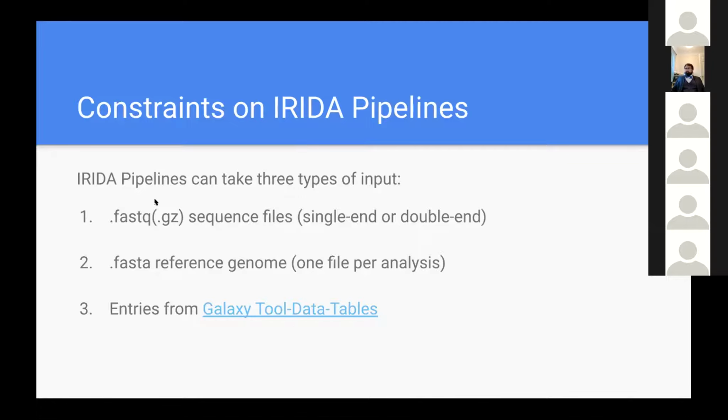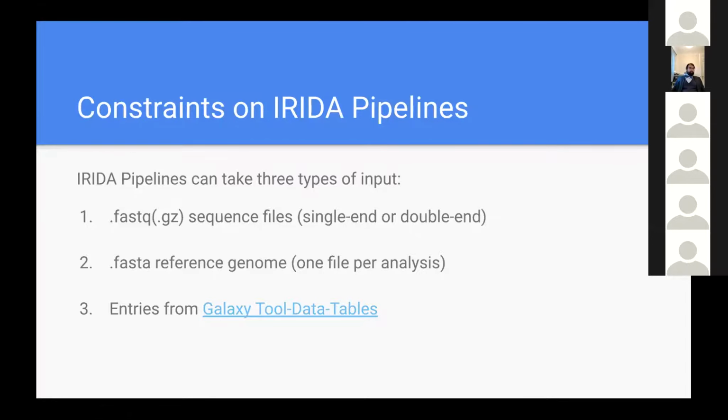But what I wanted to explain here is that there are really three ways of getting data into your pipeline plugins. There are your FASTQ files. You can optionally include one FASTA reference file. And then the third place is through Galaxy tool data tables.